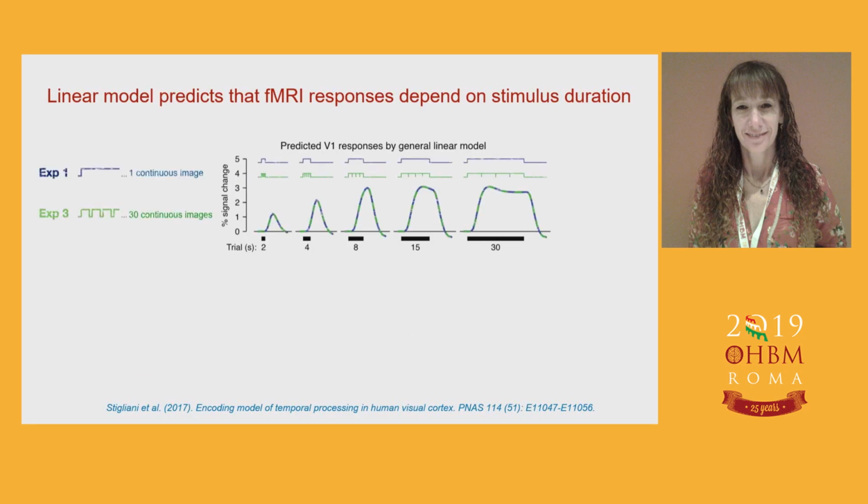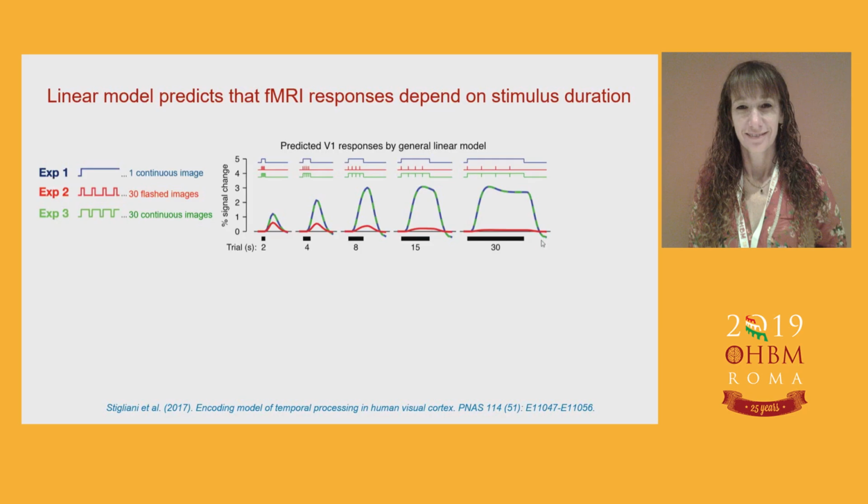So first, let's look at what the GLM predicts that V1 responses should look like. According to the GLM, experiment 1 and experiment 3 should produce exactly the same responses because the total duration of stimulation is identical. Furthermore, the GLM predicts that responses will increase from 2 to 4 to 8-second trials, and the response amplitude would plateau thereafter. The GLM also predicts that responses in experiment 2, when we have these briefly presented images, are going to be substantially lower, and the reason is that the images are shown for only a small fraction of the trial, ranging from half of the trial to 1/30 of the trial in the 30-second trials.